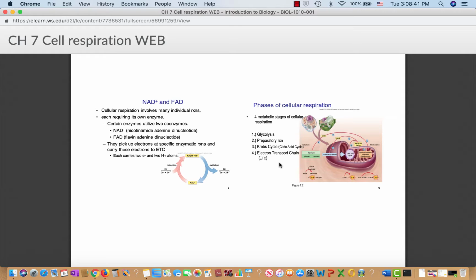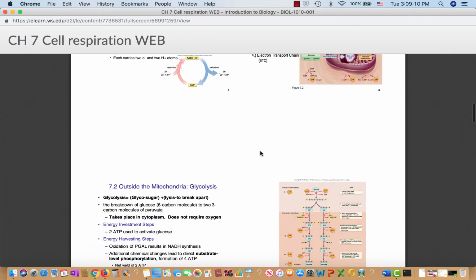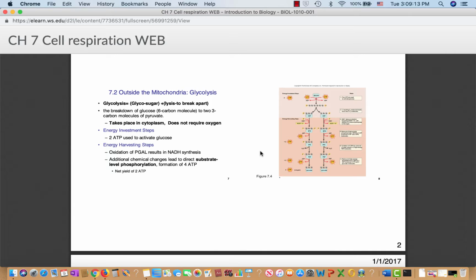And then the electron transport chain. It's not overly clear from the PowerPoint itself, but you need to know where each of these steps takes place, what you need to get them going, and what the yield from them is. If you know all of that, you're in pretty good shape for this chapter as far as the exam purposes are concerned. So outside the mitochondria, in the cytoplasm, you've got glycolysis.